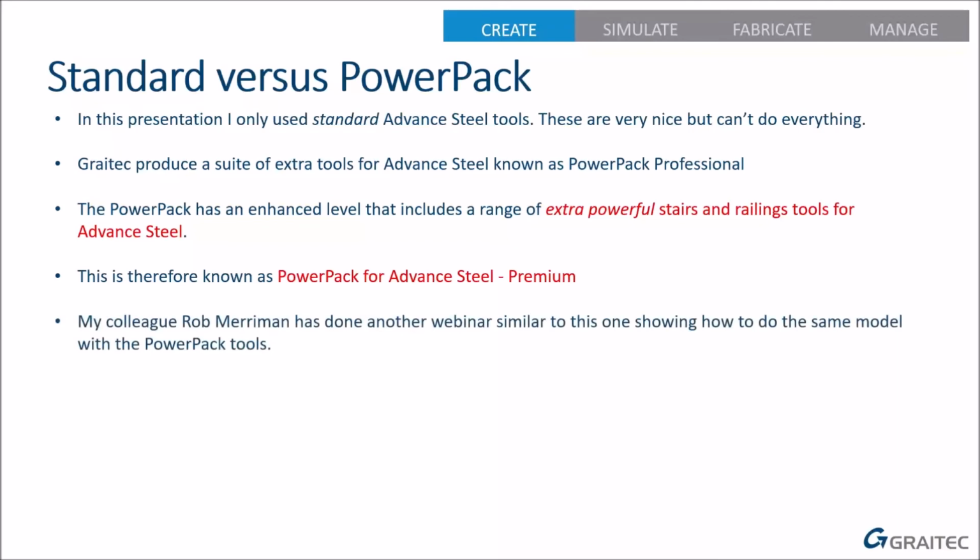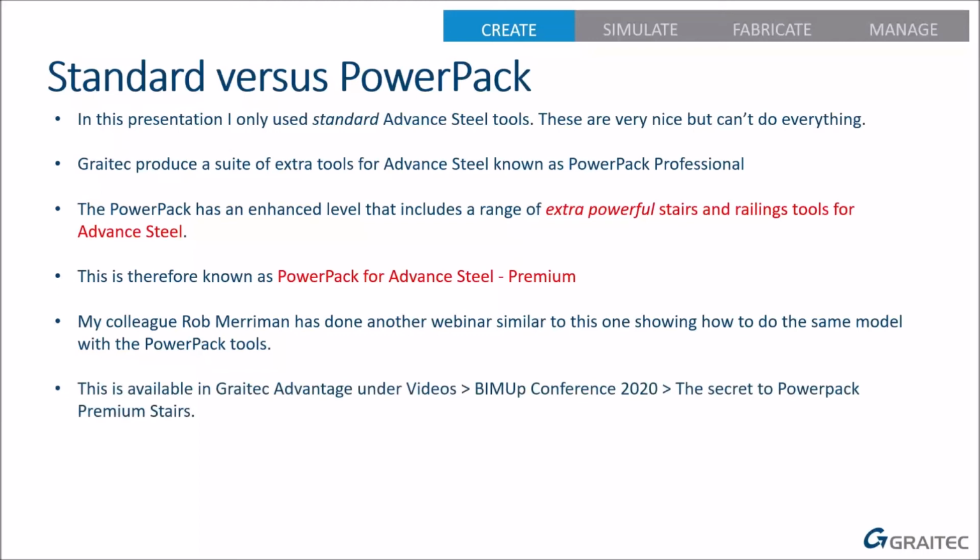And my colleague Rob Merriman has done another webinar doing a similar model to this one, where he does the whole thing using the Power Pack Premium stair tools, and he shows you how the landing can all be created within the tool. So basically you only have 2 macros to do the whole job, which is really powerful. If you'd like to see how he does that, then that was presented as part of the BIM Up conference. So log into the Graitec Advantage website, then look under videos, BIM Up 2020, and you'll find it listed as a secret to Power Pack Premium stairs. So have a look at that, really worth watching and comparing the tools. These enhanced Power Pack Premium tools are really powerful.